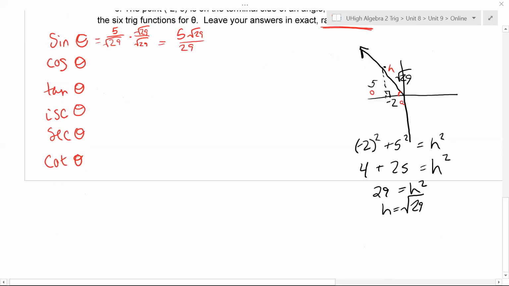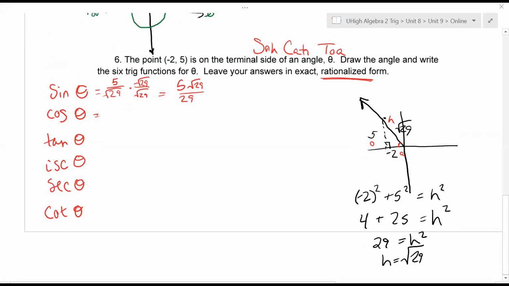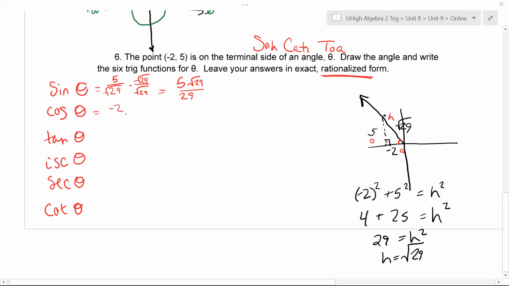Cosine, I'm going to do adjacent over hypotenuse, so -2 over the square root of 29. Again, I have to rationalize my denominator. So I get -2 square root 29 over 29. Tangent is just my opposite over my adjacent. Cosecant is going to be the reciprocal of my sine function. So instead of 5 over the square root of 29, I'm going to do the square root of 29 over 5.